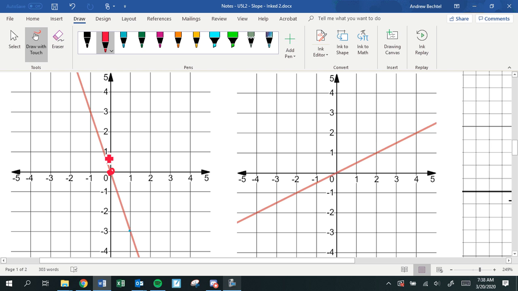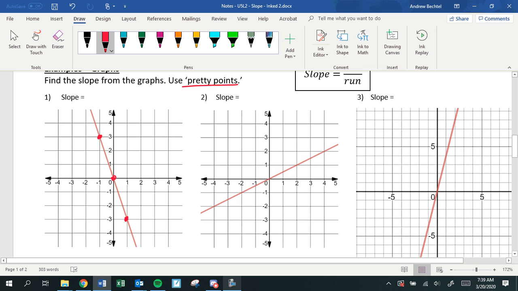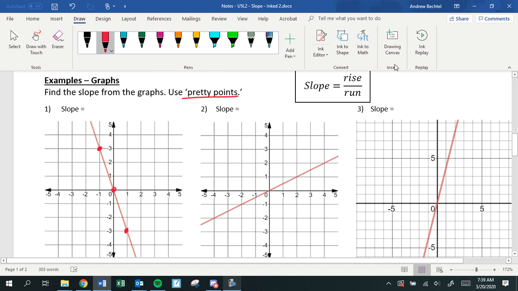If we look to the left, we see it cross one line. We see it cross one line. Here it crosses with 2 lines. So again, we have a pretty point. The coordinates there are whole numbers, negative 1 and 3. If we look down to the right, we see another pretty point right here. Now that we've found our pretty points, we can go ahead and find the slope. So we want to find the rise over the run.